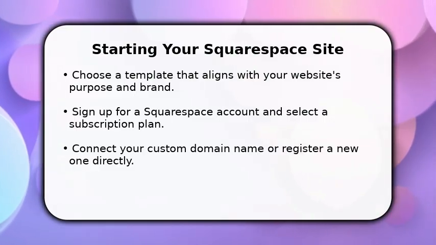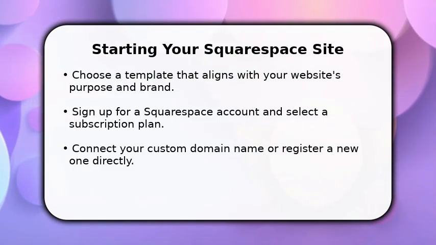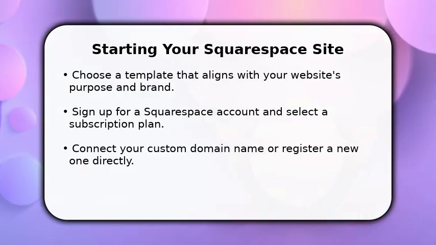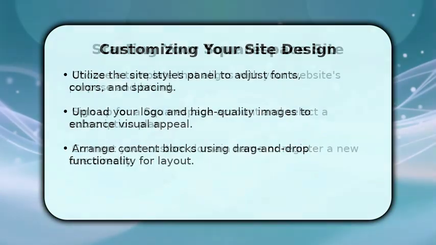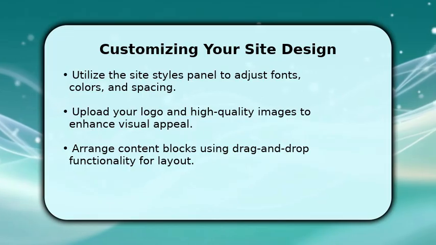Next, you'll sign up for an account and choose a subscription plan, with options ranging from personal to business. Finally, connect your existing domain or register a new one through Squarespace, making your site easily discoverable. Now, let's dive into customizing your site's appearance.